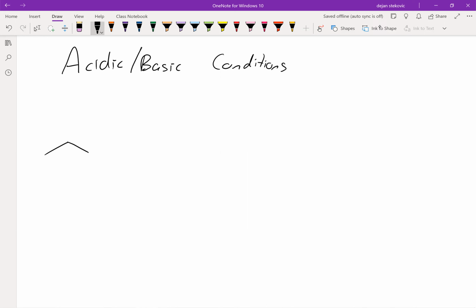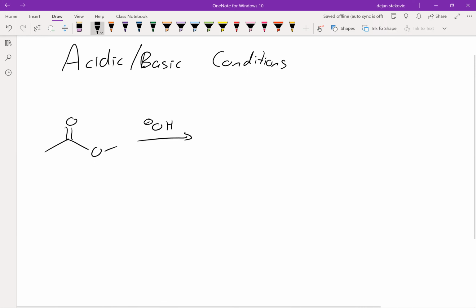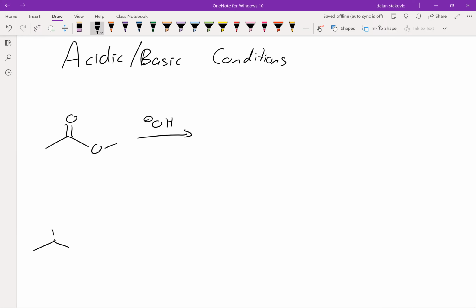So for example, if you had an ester and you added hydroxide to it, you would end up with a carboxylic acid. If you had an ester and you added some acidic water, right, H3O plus, you would end up with a carboxylic acid. So the end result is the same, but our mechanism is different. And we have to make sure that our mechanism makes sense.